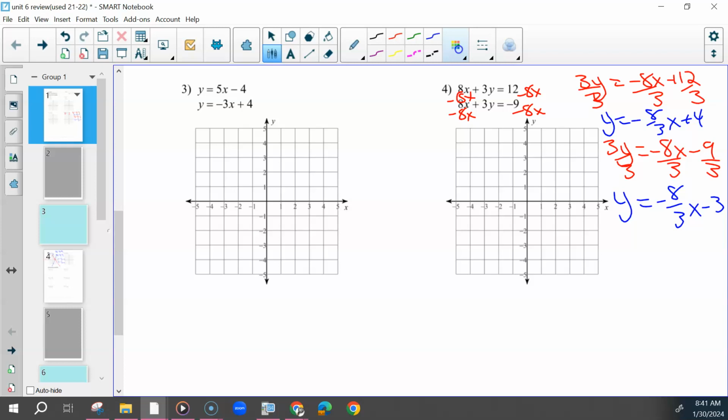You still have to graph it. So the first one would start at positive 4, go down 8, to the right 3. Connect those points. The second one would start at negative 3. So this one we're going to go up 8 and to the left 3 and connect those points. My lines are a little crooked, but they should be parallel lines. They're never going to cross, so their solution is no solution.